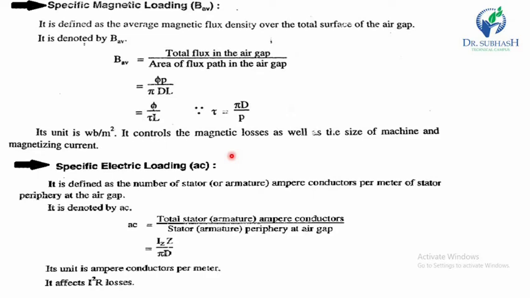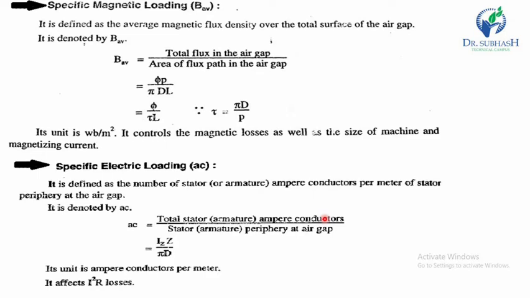Specific electrical loading is defined as the number of stator or armature ampere conductors per meter of stator periphery at the air gap. So here is the equation: AC is equal to total stator armature ampere conductors divided by stator armature periphery at the air gap.